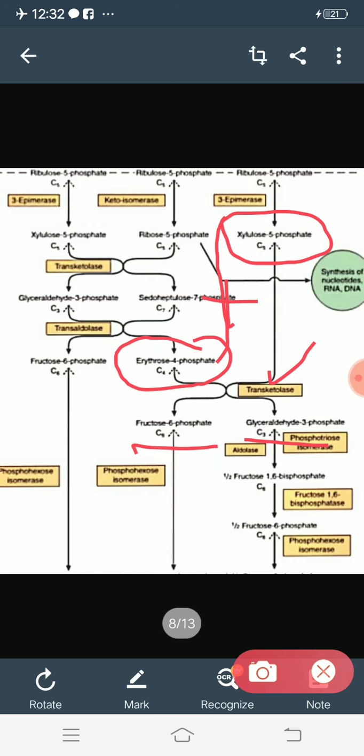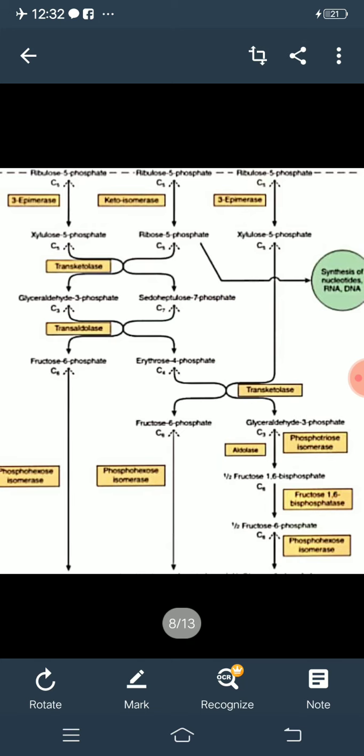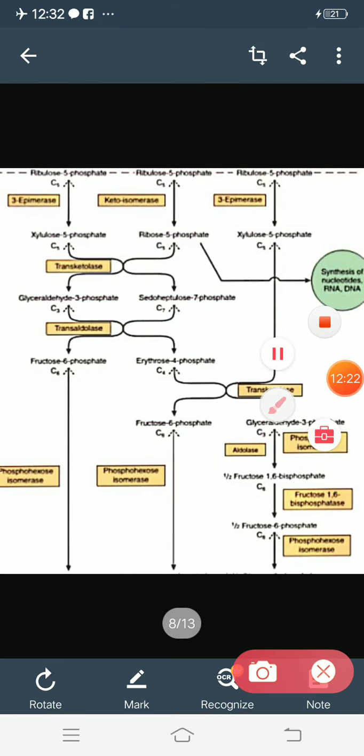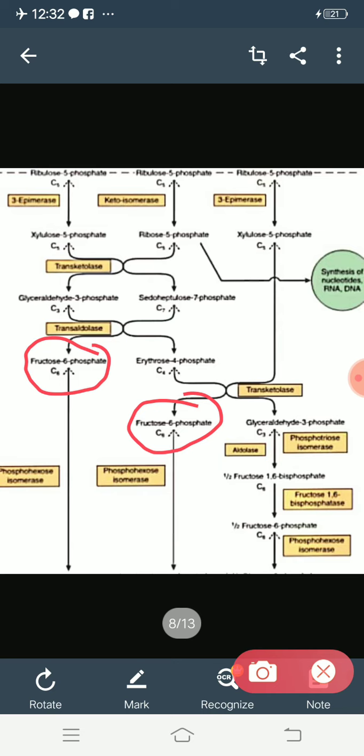So now what three products are formed over here? One product is fructose 6-phosphate, then again fructose 6-phosphate, and glyceraldehyde 3-phosphate. These three products are formed over here. So what is the fate of these three products? As we know, glyceraldehyde 3-phosphate is an intermediate of the glycolysis cycle, so it undergoes glycolysis, and then these two fructose 6-phosphate.